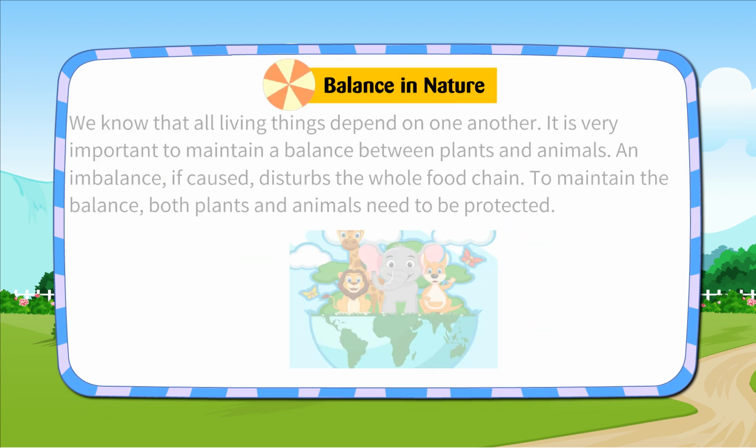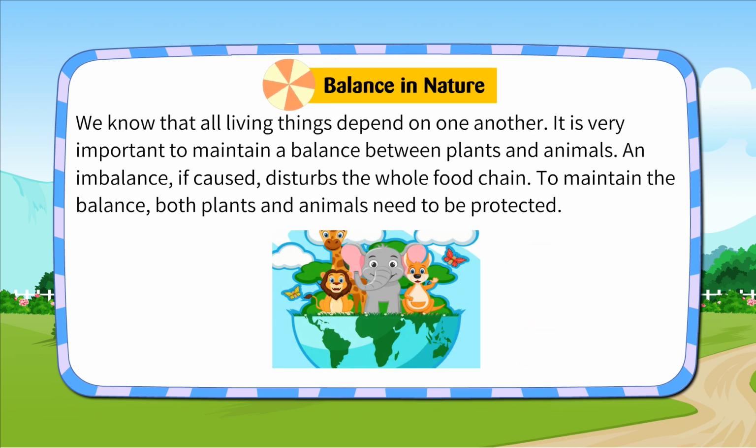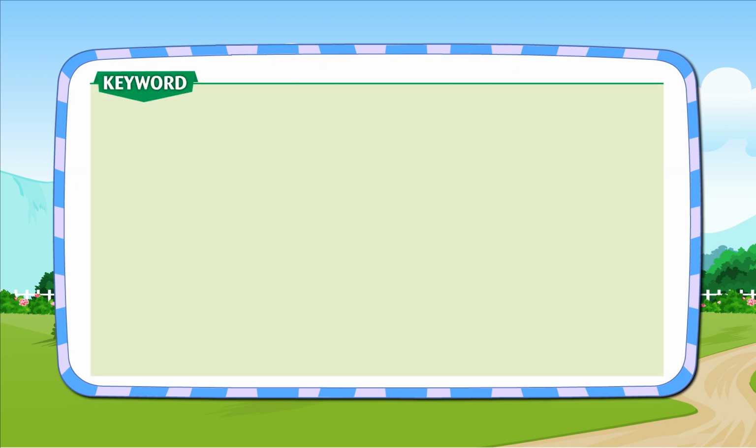Balance in nature. We know that all living things depend on one another. It is very important to maintain a balance between plants and animals. An imbalance, if caused, disturbs the whole food chain. To maintain the balance, both plants and animals need to be protected.